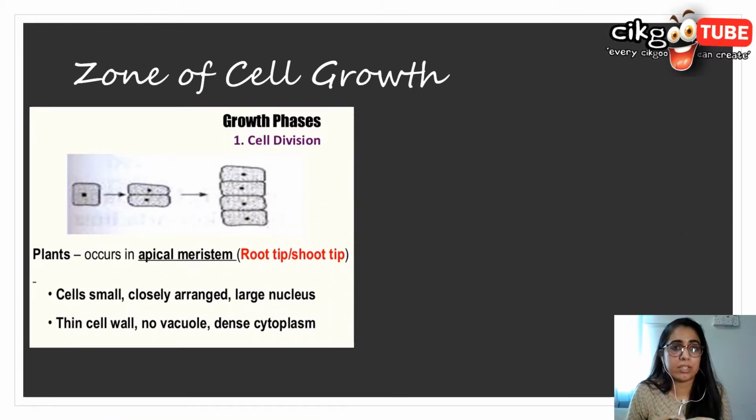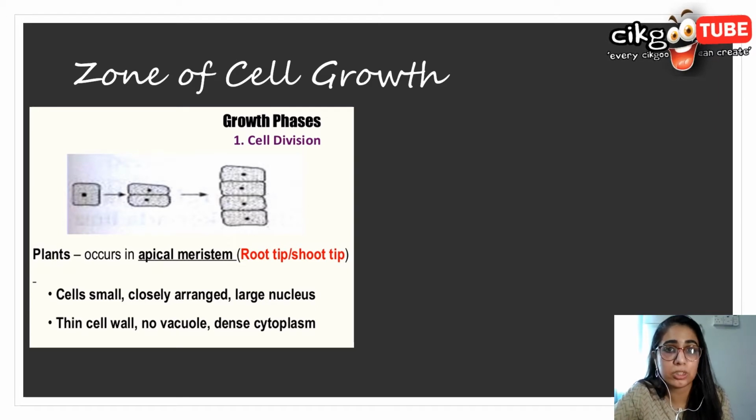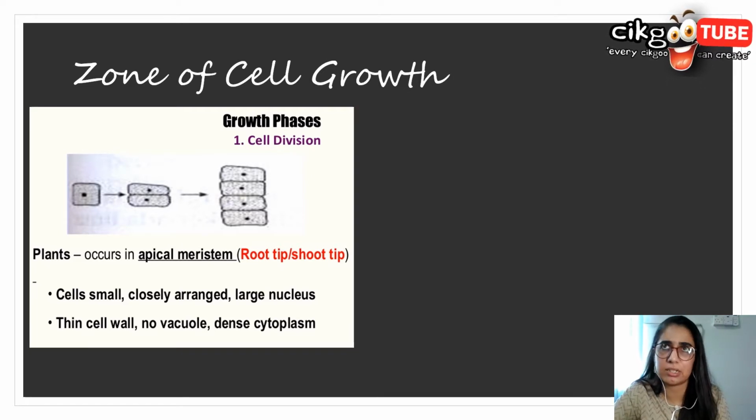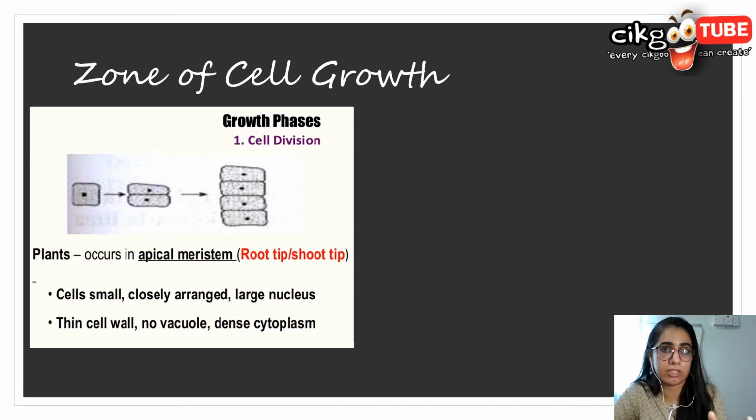Then we have here the growth phase, the cell division. In this zone, the apical meristem in the shoot tip and also in the root tip will divide actively through mitosis. You learned mitosis last year in Form 4, so you know what mitosis is. Now, the meristem cells are very small in size, with a large nucleus and several small vacuoles and also thin cell walls. If you look at your textbook, you can see that picture over there.